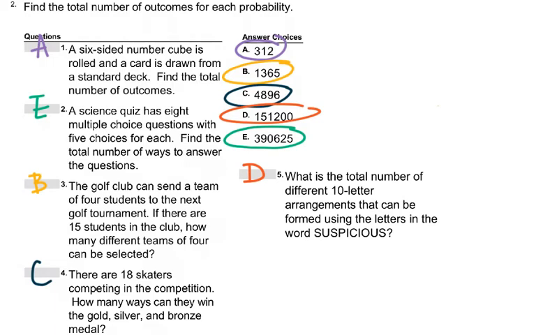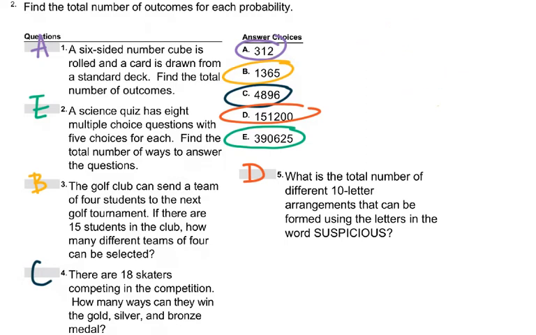Alright, so number 4, there are 18 skaters in a competition. How many ways can they win the gold, silver, bronze medal? So these are permutations because the order does matter. Number 1 is going to get gold. Number 2 is going to get silver. So there are 18. It's a permutation, and we're going to choose gold, silver, and bronze, so 3. So that's how you get 4,896.